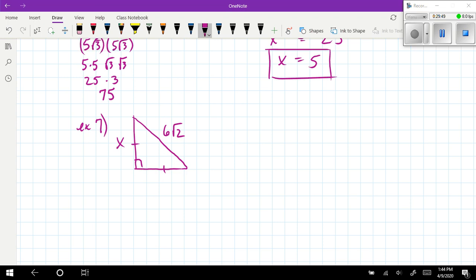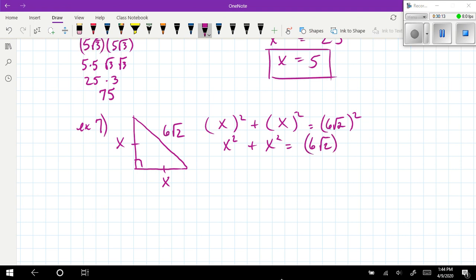Well, if I told you that this is an isosceles triangle, then you should know enough to put another x down here. And now we're working at leg squared plus leg squared equals hypotenuse squared. Both of the legs are x's, and the hypotenuse is a 6 root 2. This gives me x squared plus x squared equals 6 root 2 and another 6 root 2. When in doubt, write it out. This is 2x squared equals 6 times 6 is 36, and then the square root of 2 times the square root of 2 is just 2.